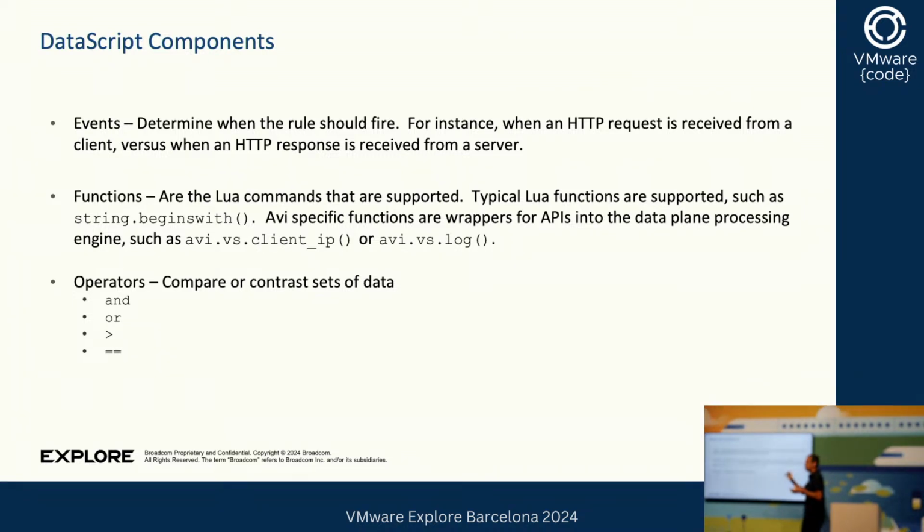And within the script, you have some functions. Some of the functions are native from the Lua programming language. And what we have done, we have added some functions which are dedicated for AVI, right? So you can say, hey, I want to write a data script, and when this data script is basically hit, I want to make sure I generate a log. How will you do that? Just use this function here, right?